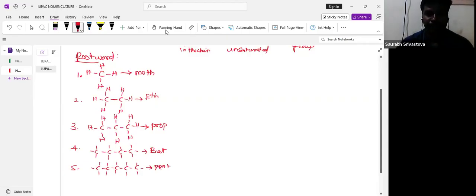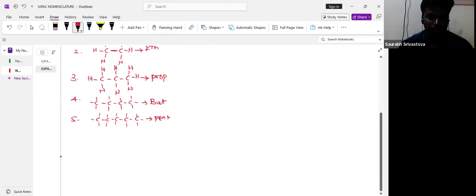And next, if six carbons are connected, 1, 2, 3, 4, 5, 6, then we call it hex, HEX. Next is seven carbons, if it is connected.